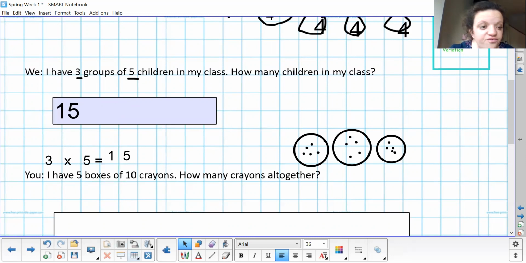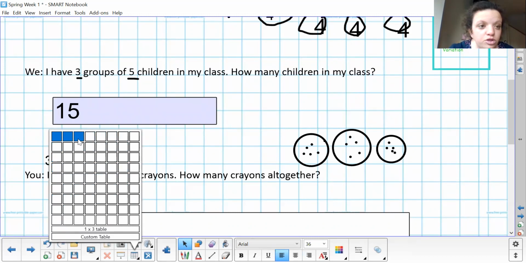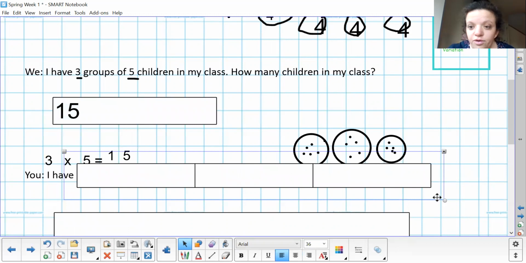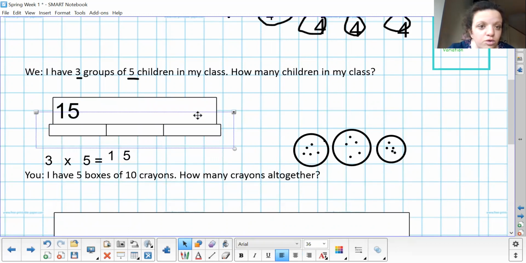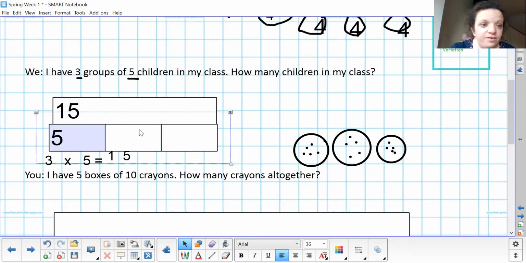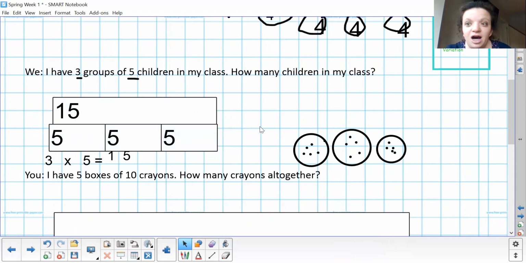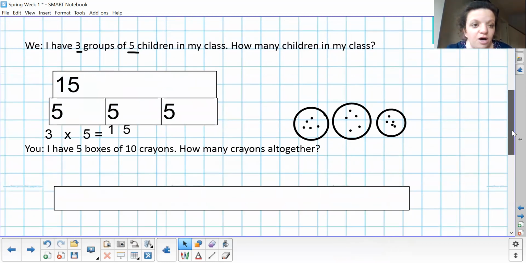And we're then going to have 3 parts join us. We've got 3 groups, and in each of these parts we are going to put 5. 5, 5, 5, because we're making 15. Because each of our parts is how many groups we've got, and in each part we're going to have 5.